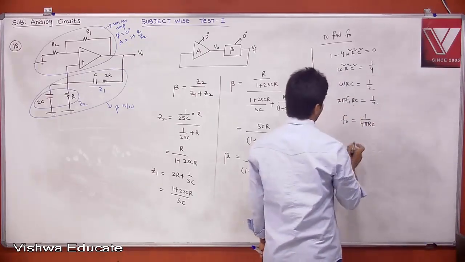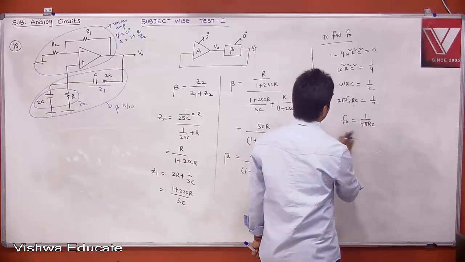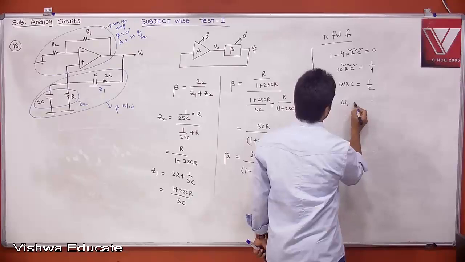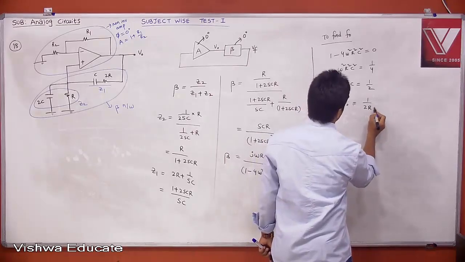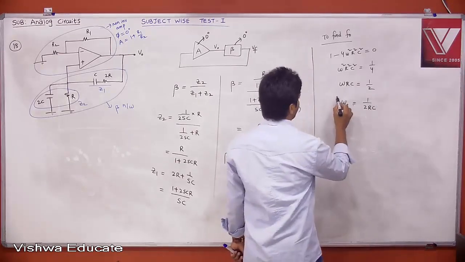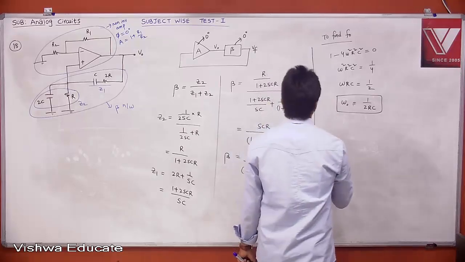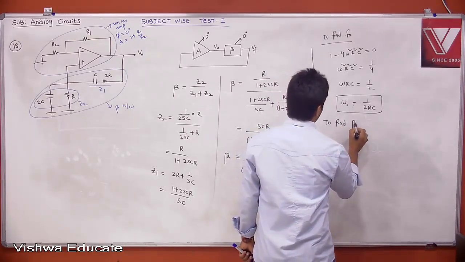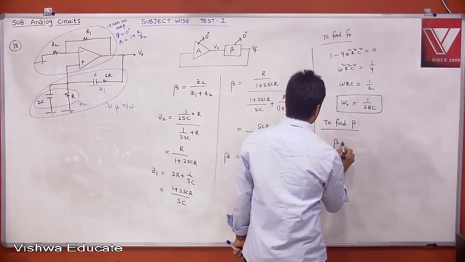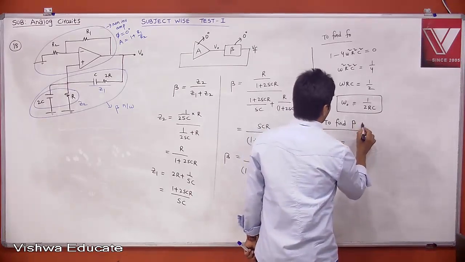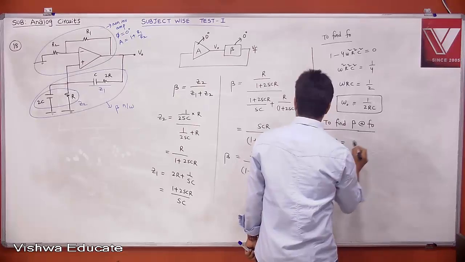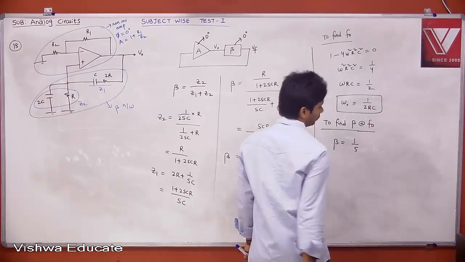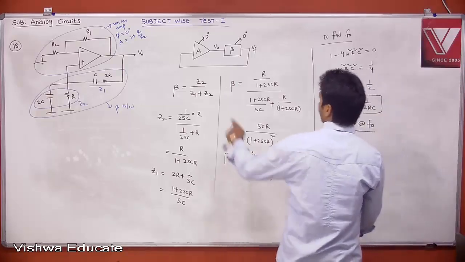But it is asking in terms of omega only. Therefore, the resonant frequency omega is equal to 1 by 2RC. That is your resonant frequency. And what is your beta value? Beta at resonant frequency F0 is nothing but 1 by 5. Then what is your A?